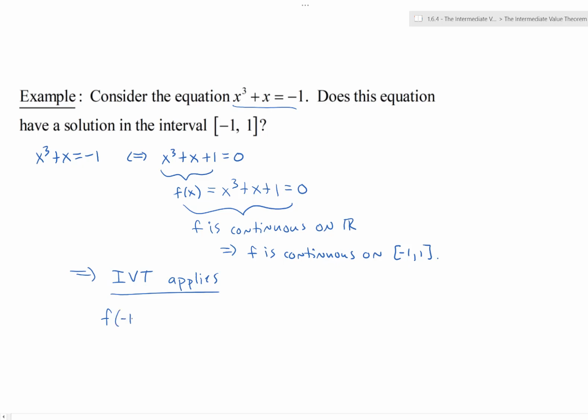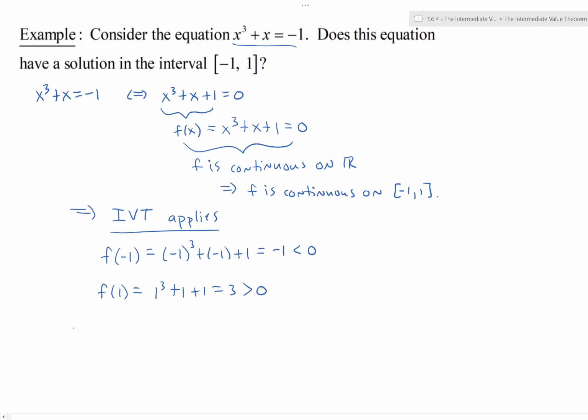What is the value of f at the left-hand endpoint -1? Well, just plug it into our function. That's a -1 cubed plus a -1 plus a 1. And of course, that gives us -1. And more importantly, it's negative, right? So the left-hand endpoint got a negative output value. How about at the right-hand endpoint, f of 1? f of 1 is going to be 1 cubed plus 1 plus 1, which is 3, and that's positive. And thus, we can conclude that there must be at least one value of x in this interval from -1 to 1, such that the function's output is 0, and thus giving us at least one solution to this equation by the intermediate value theorem. So let's write that down.